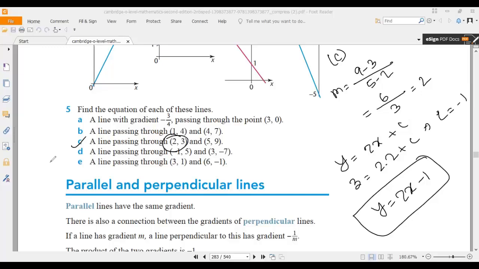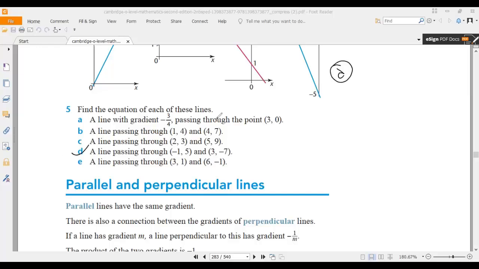Now, question number D. In question number D, the same problem, we need to find out the gradient at first. So m equal to y1 minus y2 by x1 minus x2. So 5 minus 7 by minus 1 minus 3. 5 minus 7 is minus 2, and minus 1 minus 3 is minus 4. So it will be minus 3.